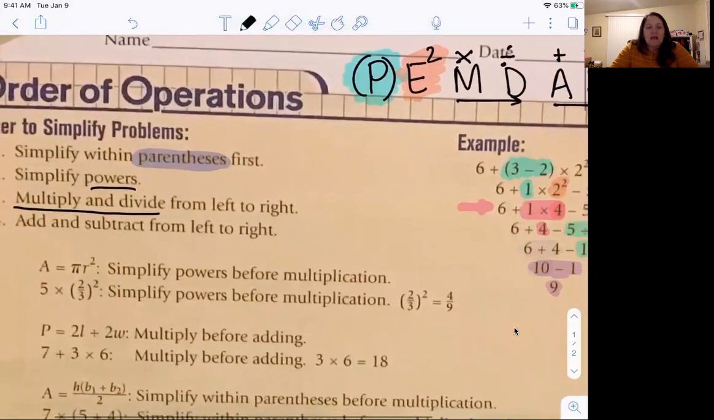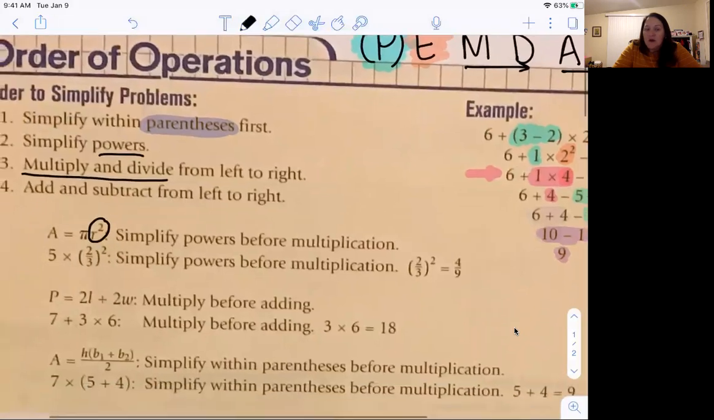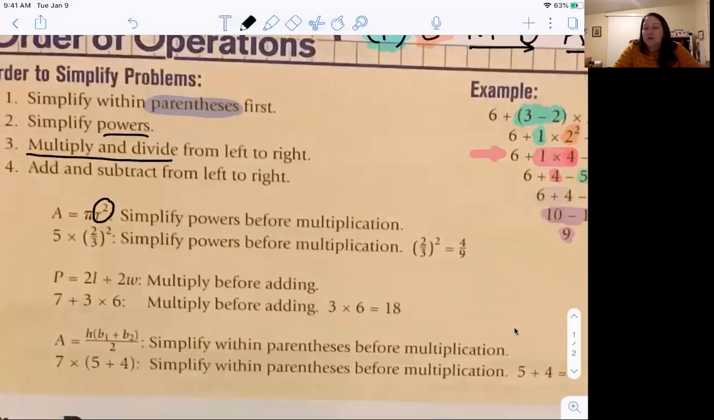Let's look here. It says a minus pi r squared. We simplify before we multiply, right? We would do r squared before we did anything else. Okay, and then simplify powers before multiplication. Well, if we had 2/3 squared, we just take it in steps. 2 squared is 4, 3 squared is 9, so it becomes 4 over 9, or 4 ninths.